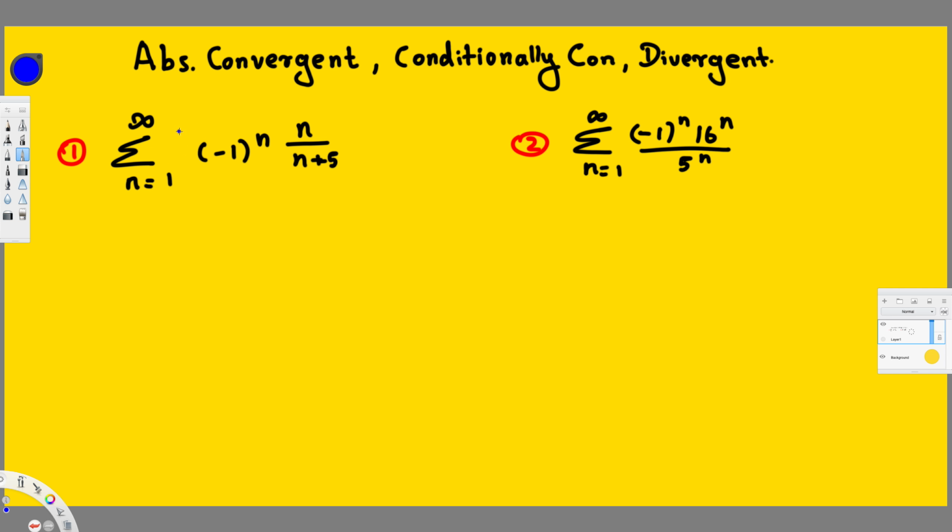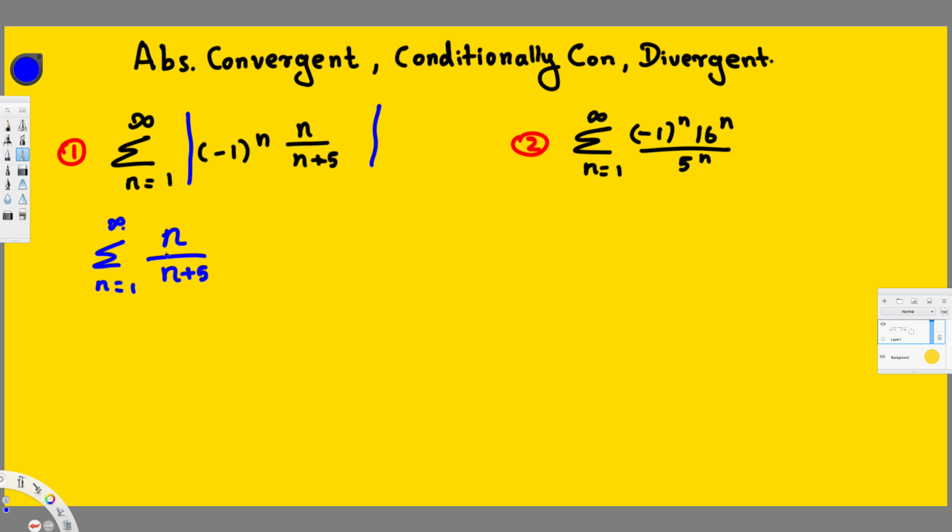And let's see how we can find whether this is absolutely convergent. The first question is whether this series is absolutely convergent. To check that, we take the absolute value. If we take the absolute value, this negative one is going to be just positive one, right? If it's absolute value, it's always going to be positive. So no matter what power we get, we always have positive one. So this is going to be just n over n plus 5, the sum from n equals 1 to infinity.